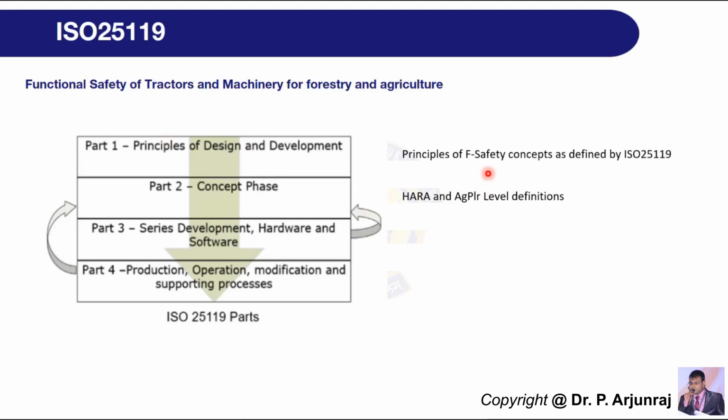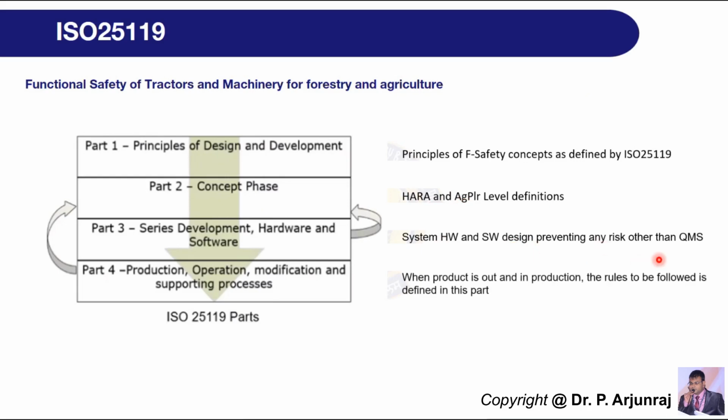So you have the principles of functional safety concept as defined by this standard. You have HARA and AgPL level definition. HARA stands for hazard analysis and risk assessment. And we'll see this AgPL in a detailed way. And you have the system hardware and software design preventing the risk, other than the quality management system. When the product is out and in production, the rules to be followed are defined in this standard.